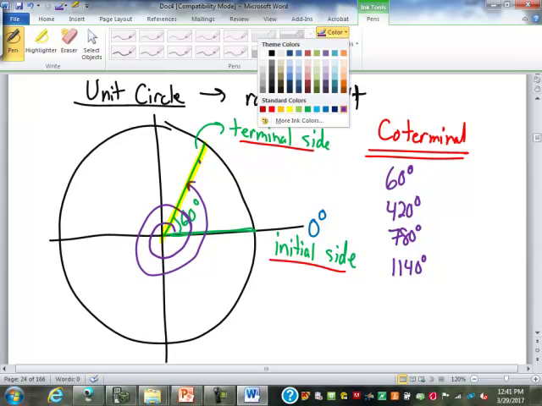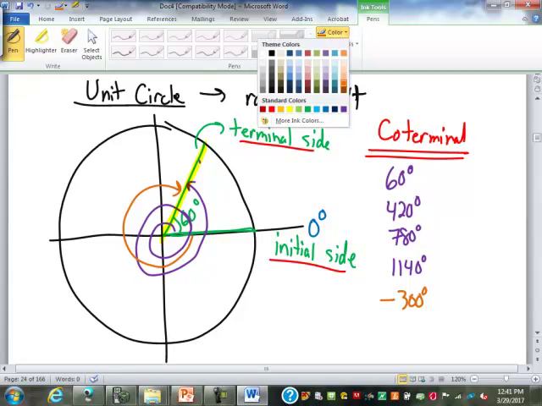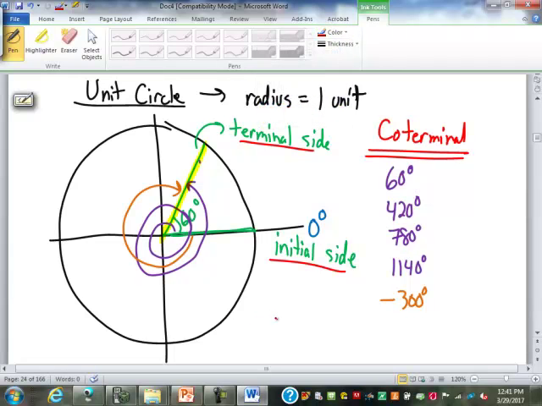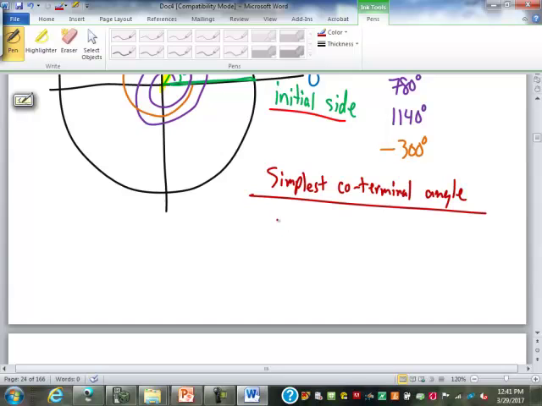In fact, we could have started here and gone backwards 300 degrees. So a negative 300 degrees would also be coterminal. It's going to end in the same spot. So what we tend to talk about is something called the simplest coterminal angle. By simplest coterminal angle, I mean it's going to be between 0 degrees and 360 degrees.